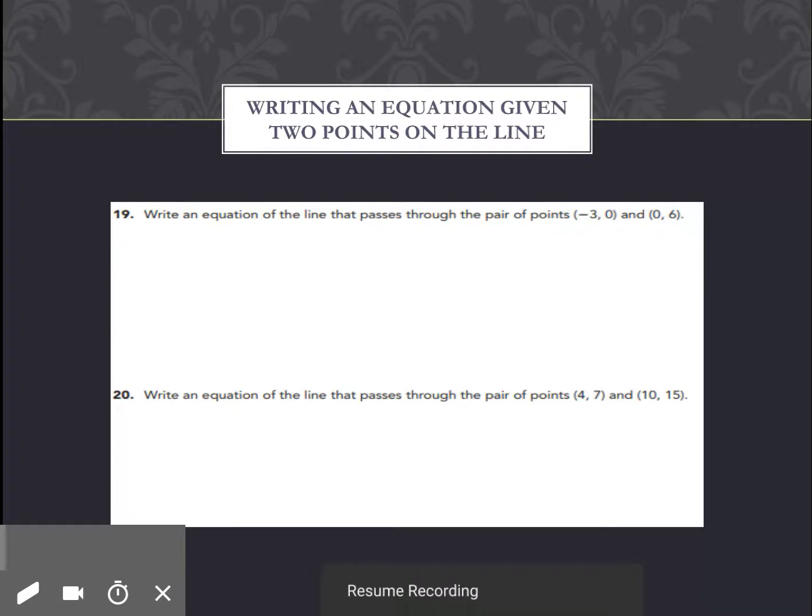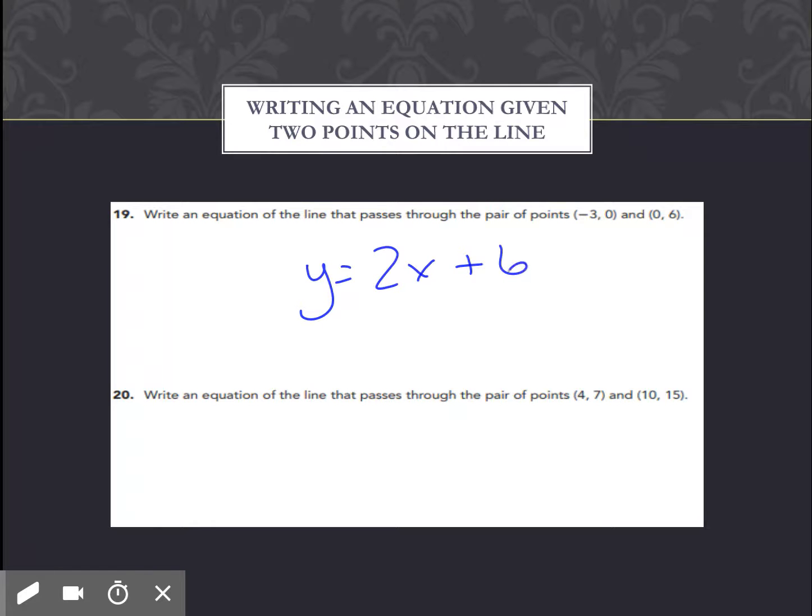Okay, your final answers for number 19 should have been y equals 2x plus 6. And for number 20, y equals 4/3 x plus 5/3. But you did great. Make sure you write any questions down for me, please.